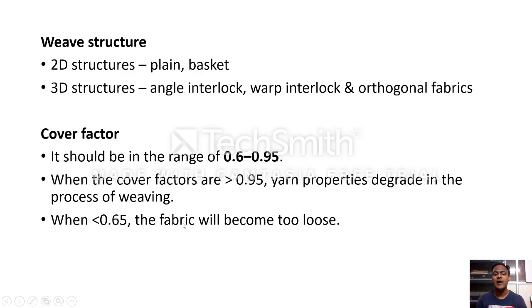If it is low, what will happen? The fabric will become too loose so that the projectile will penetrate inside the fabric. But when the cover factor is extremely high, say for example, more than 0.95, what will happen? The yarn properties will degrade in the process of weaving, so that the material will degrade. When any projectile hits, it will damage the material. So it should not be too high and it should not be too low. It should be between 0.6 and 0.95.